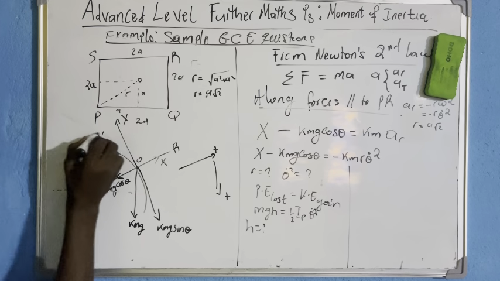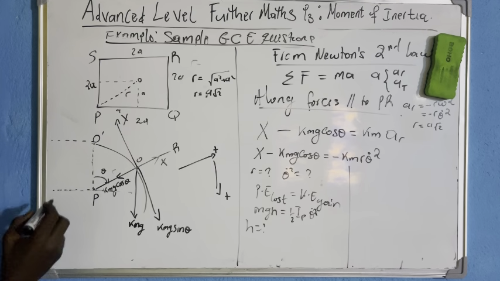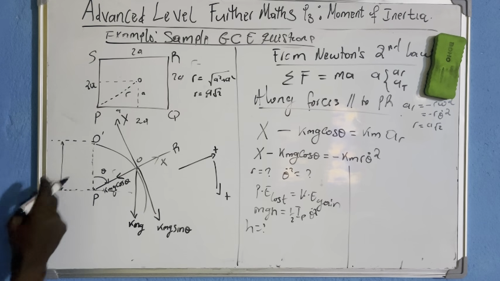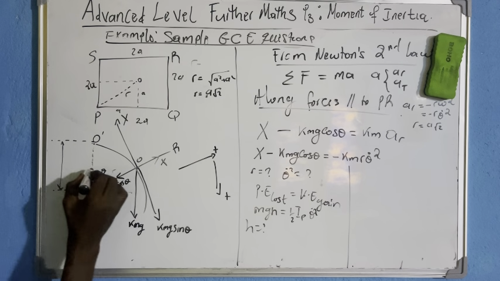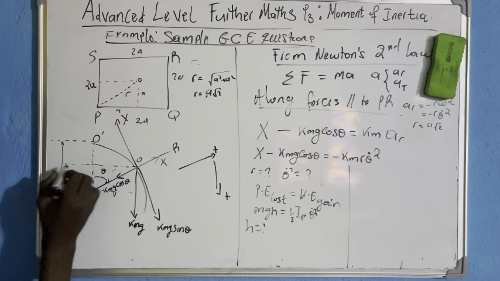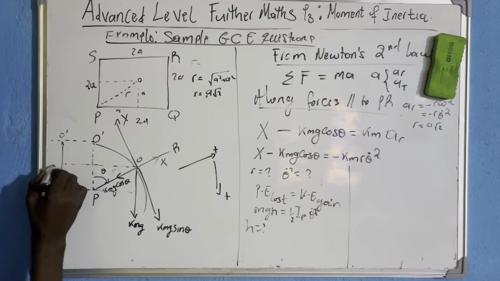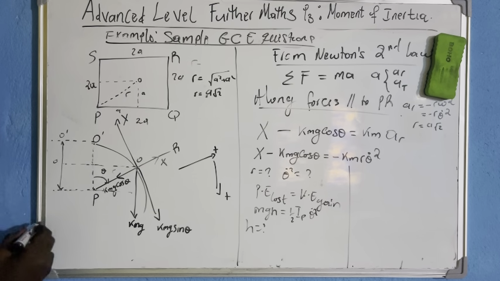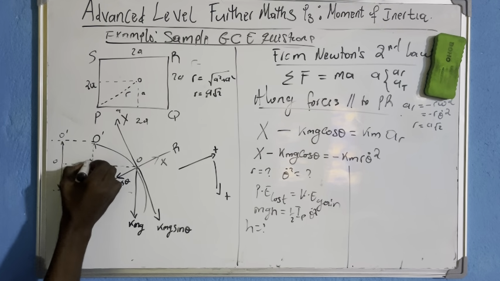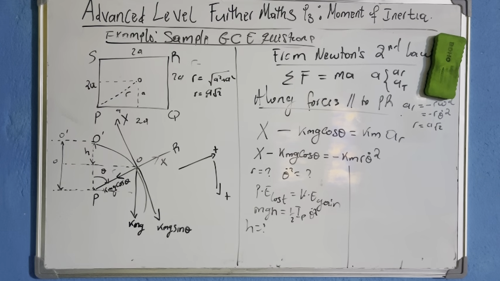If this is a reference line, it means that initially the center of mass of the lamina was at this height, and finally it's at this height. The final position is O and the initial is O prime. So the loss in height will be the initial height minus the final height. So this is the loss in height here, which is H. I hope you understand it.